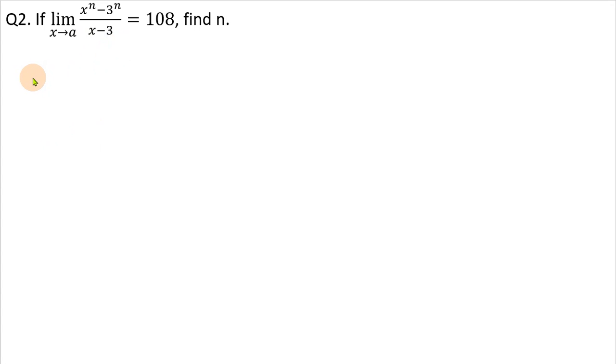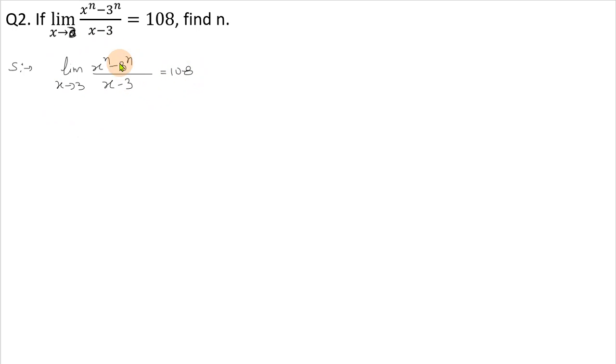Second question here is, if limit x approaches 3, this is 3 here, not a, this is 3, (x^n minus 3^n) upon x minus 3 equal to 108, find n. So on the left hand side we have limit x approaches 3, (x^n minus 3^n) upon x minus 3, this is equal to 108.